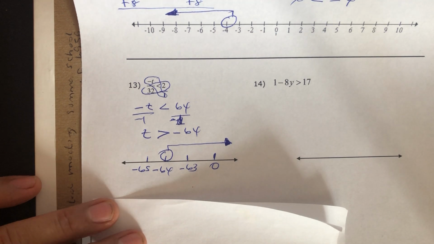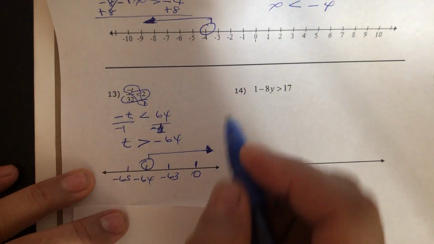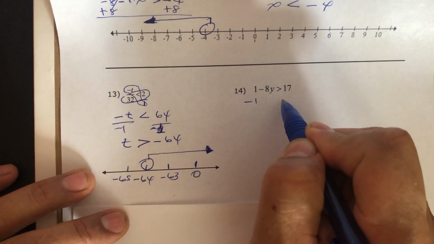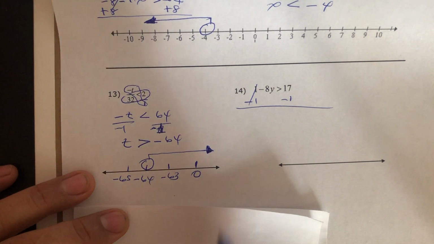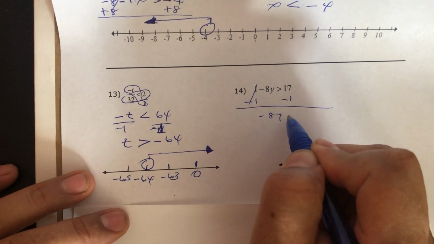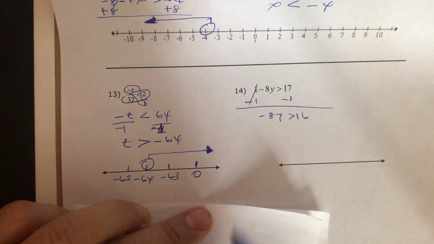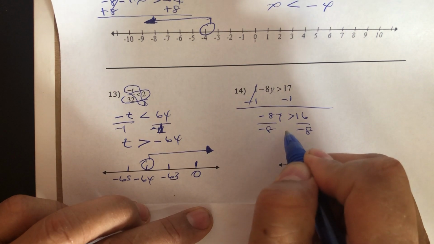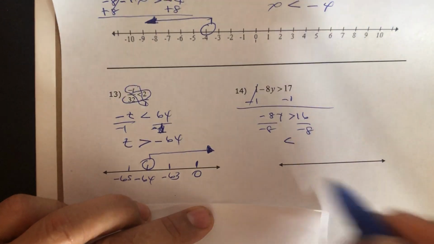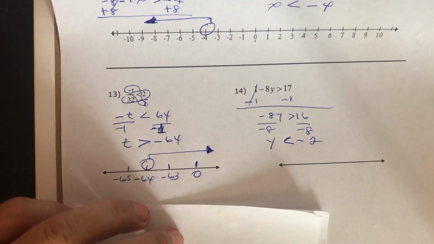All right. Now this one is a two-step equation, okay? So that means that the constant goes away, minus 1, so the 1 cancels out. Negative 8y is greater than 16 because 17 minus 1 is 16. Now I have to divide by negative 8, and you know because I'm dividing by a negative, this sign is going to change direction, so now it becomes less than. So y is less than negative 2.